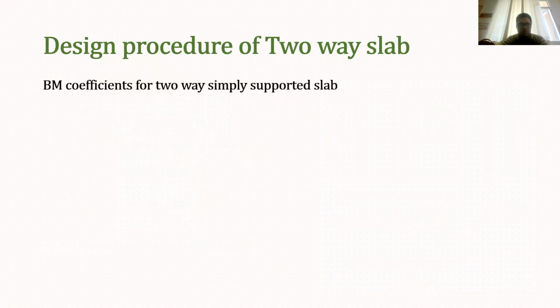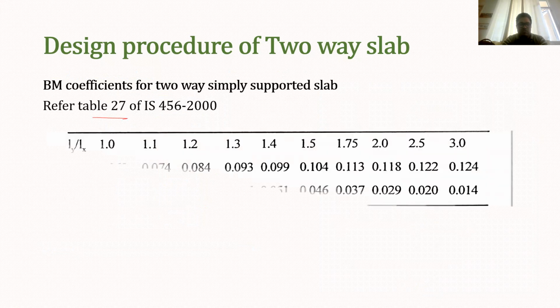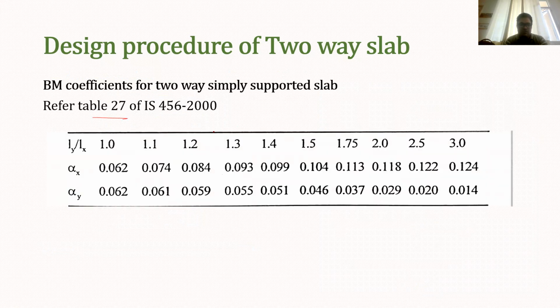So first I will show you the table. If we refer to Table number 27, Table number 27 is this one. This table I have directly taken from the IS code. Here this table has three rows. The first row shows the Ly by Lx ratio, which is the R value, and alpha x is the bending moment coefficient for Mx, and alpha y is the bending moment coefficient for My. Based on these R values, we have different values of alpha x. Now I will show you the same table in the IS code also.